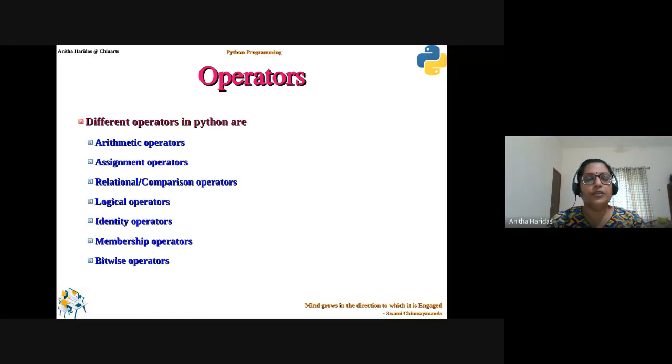All these operators you might have already come across in your C, C++, and Java of your previous semesters. So these are the different operators available in Python. We have arithmetic operators, assignment operators, then you have relational operators, which are sometimes known as comparison operators also. Then we have logical operators, obviously you know that, and, or, not, etc. Then two very important operators that you might not have come across in C++, Java are identity operators and membership operators. Then as usual, we have the bitwise operators also.